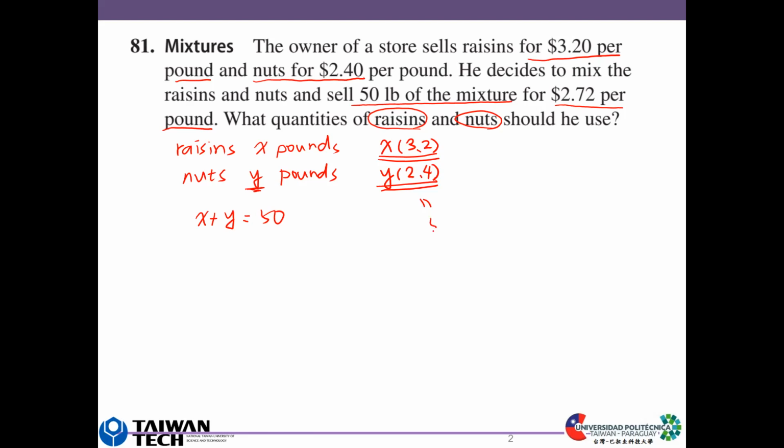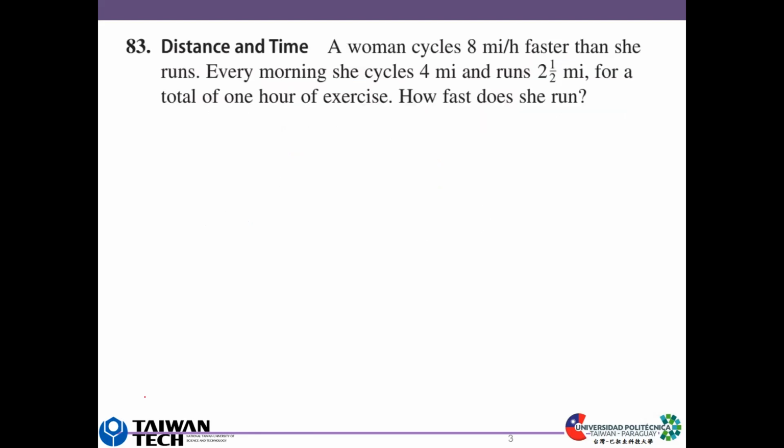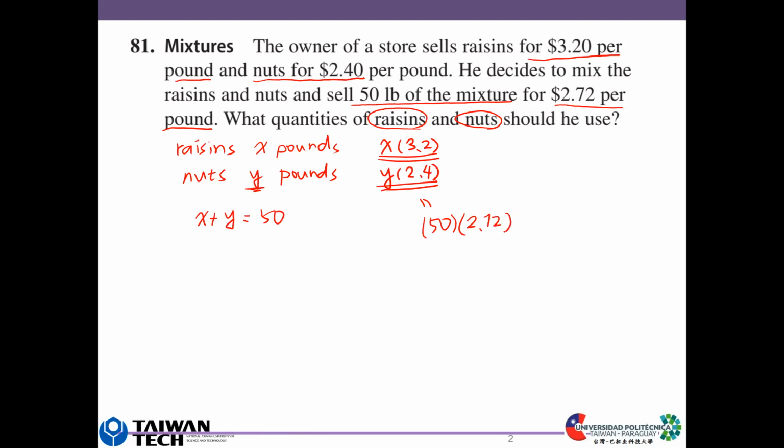And for the mixture, in total, the cost of raisins plus the cost of nuts should be the total weight of the mixture, 50, times $2.72 per pound for the mixture. So the cost of raisins and nuts equals the cost of the mixture. The sum of these two is the cost of raisins and nuts, so the costs must be equal. So we have another equation.